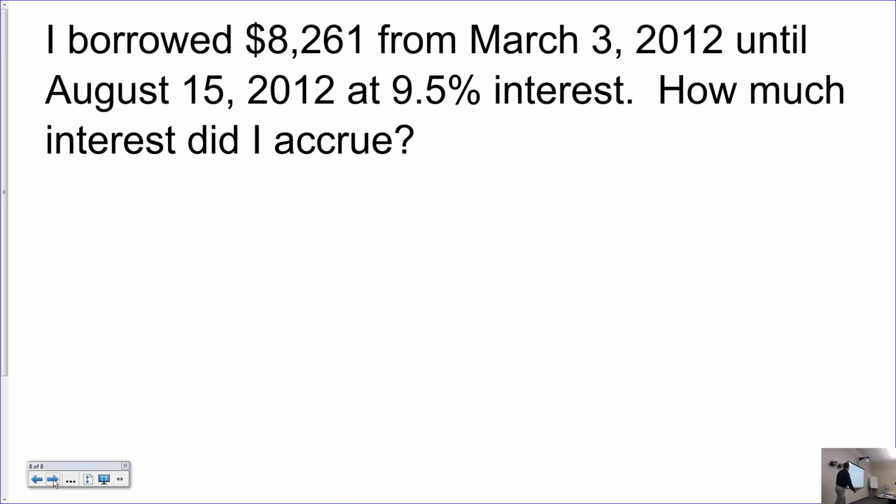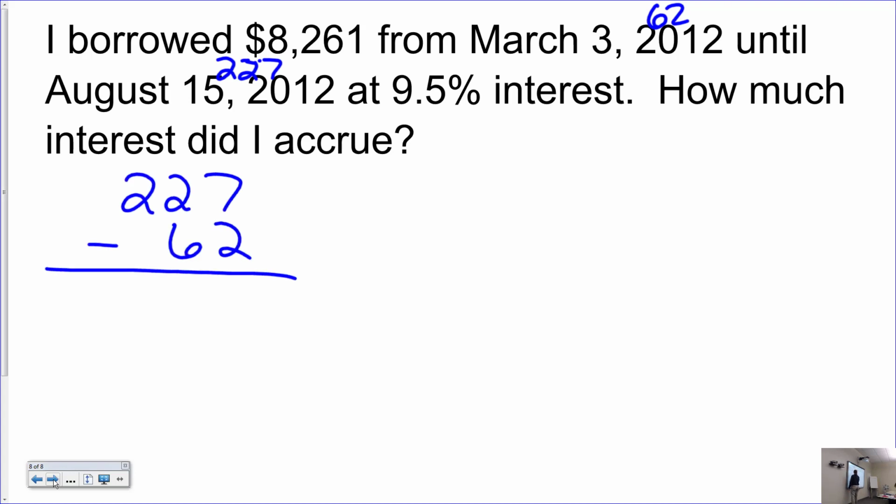Well, March 3rd is 62 days. August 15th is 227 days. Subtract the first one from the second one, and you get 165 days over 365. Note, if the dates are in the same year, folks, you can just subtract the two numbers, right? That's only if they're in the same year, okay?